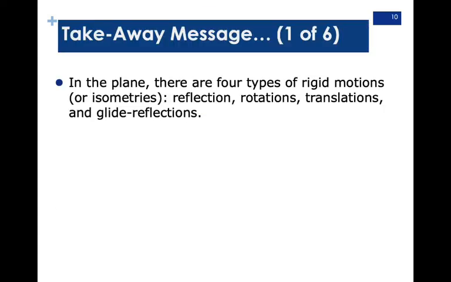And then takeaway for this section is that in the plane there are 4 types of rigid motions or isometries: reflection, rotation, translation. And again, I would argue glide reflection is really just a composition of a reflection and a translation, which we'll look at in the end of this chapter.